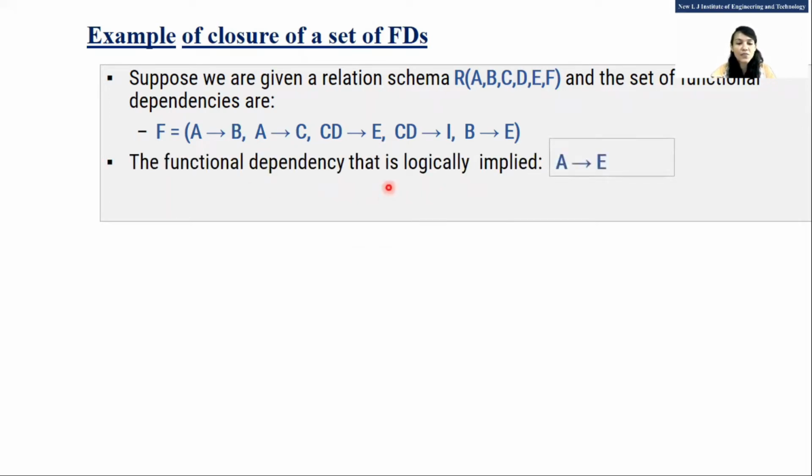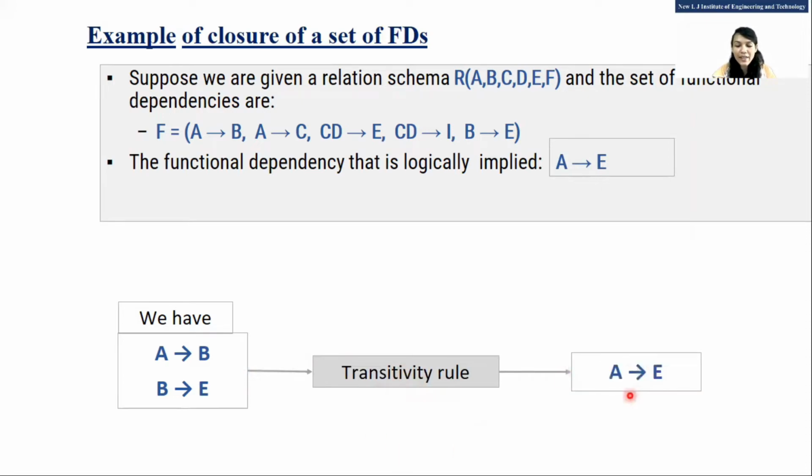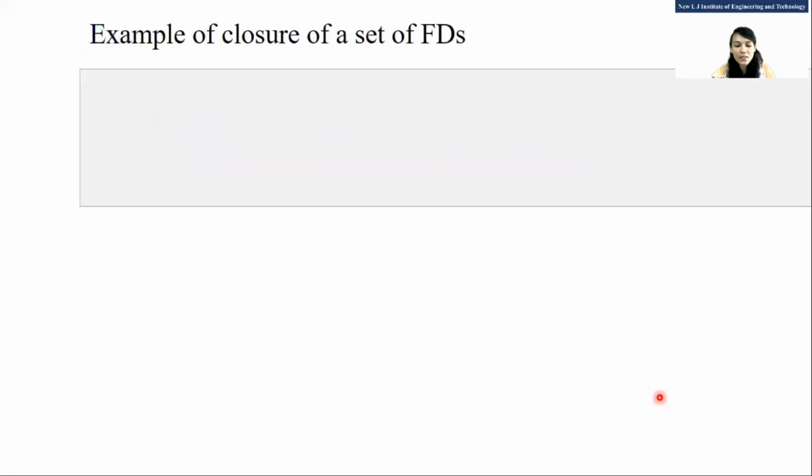Here the first dependency we are getting is A determines E. Now we can directly say that we have A determines B and B determines E. So the explanation is already here: we have A determines B, B determines E. So using this transitivity rule, we can get A determines E. So this is one new dependency. Now what other dependency can we identify?